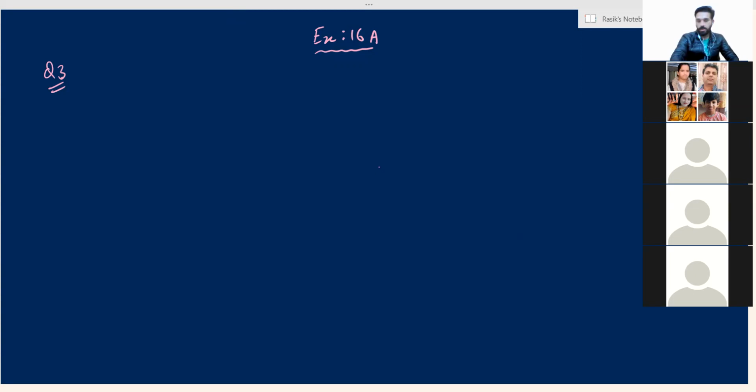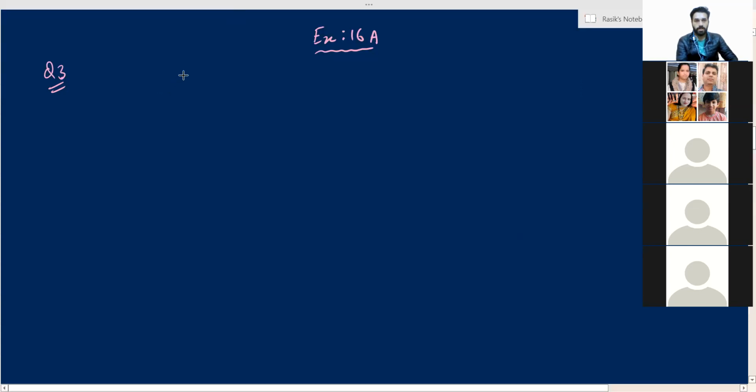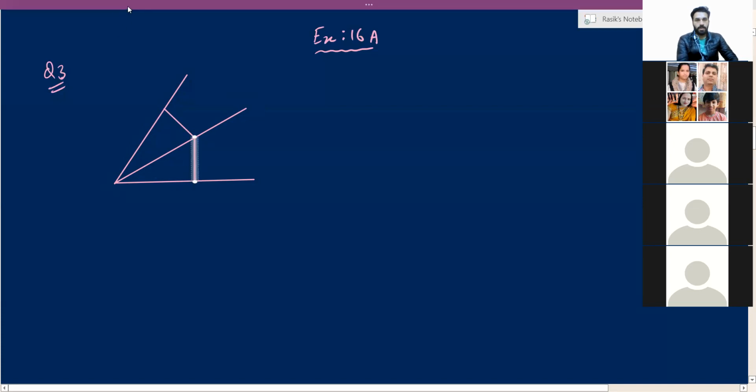Okay, all of you. Question 3. Start drawing the figure in your copy. You have to do this question in your notebook. Draw the figure, everyone. Are you all drawing it? Yes. Very good. You're done. Okay.